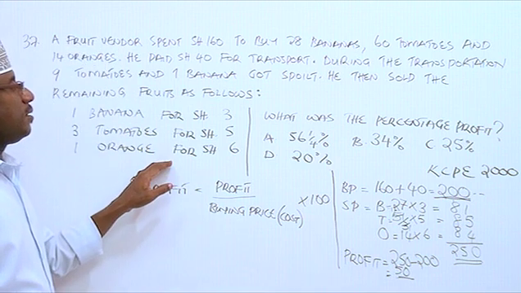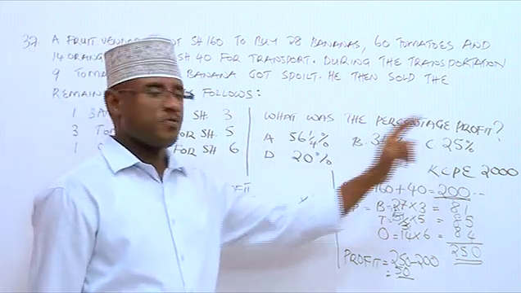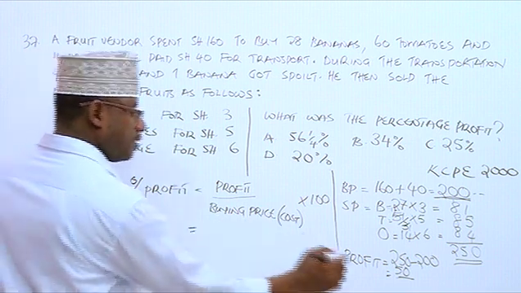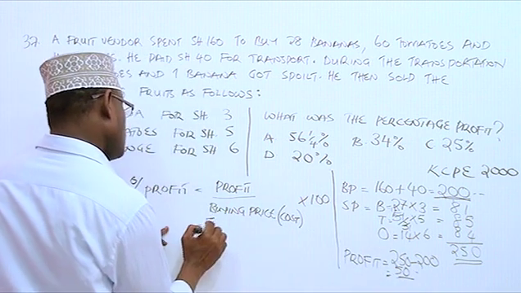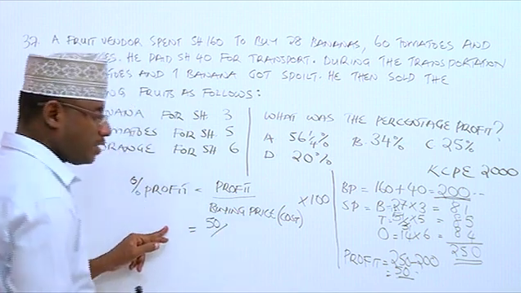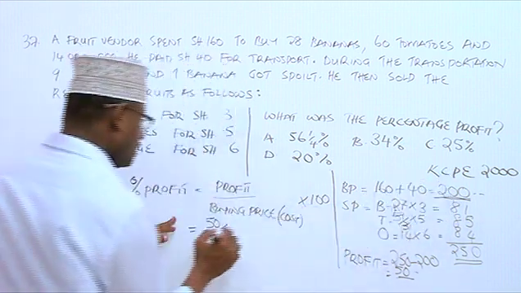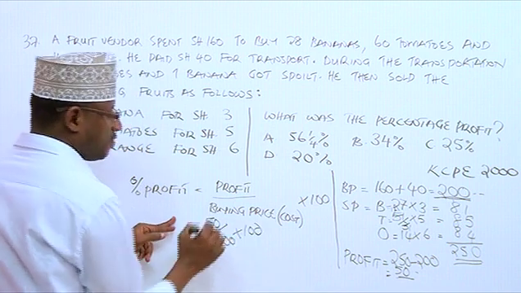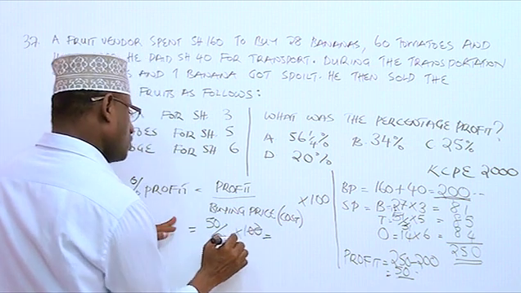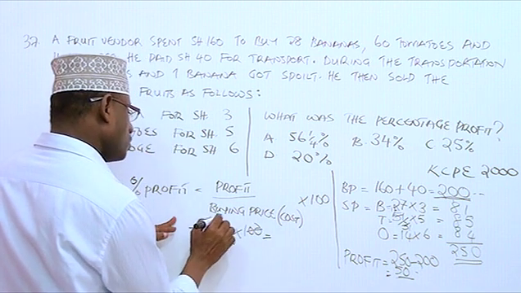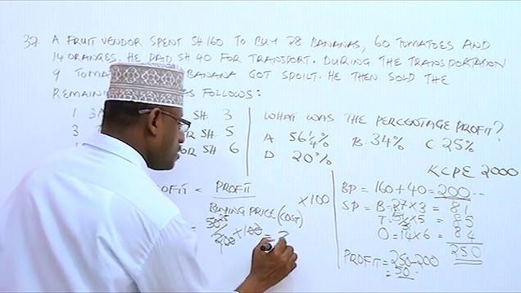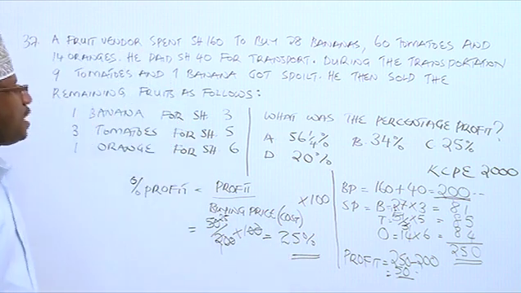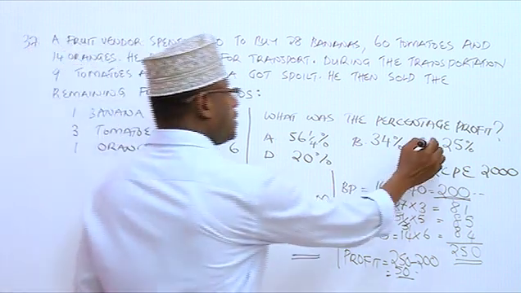Now, coming back to the question, what was the percentage profit? Percentage profit is equal to the profit, which is 50 shillings, over the buying price, the cost, which is 200, multiplied by 100 to give us the percentage. So the zero is gone, divide by 2, 1, divide by 2, 25. 25 times 1 is 25%. And this is our answer, 25%, and that is C.